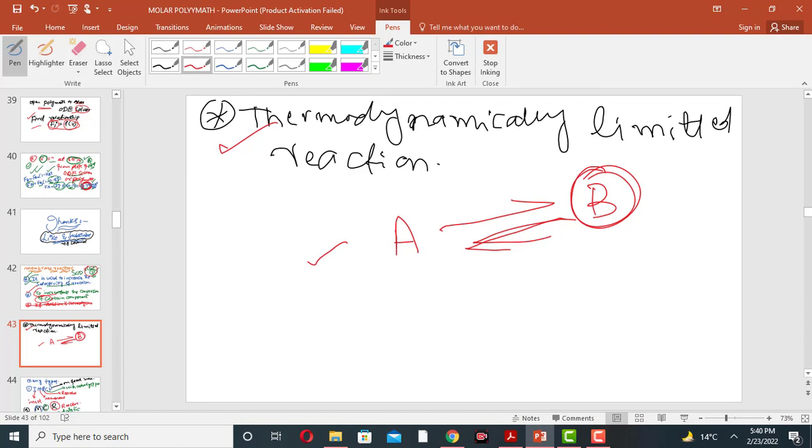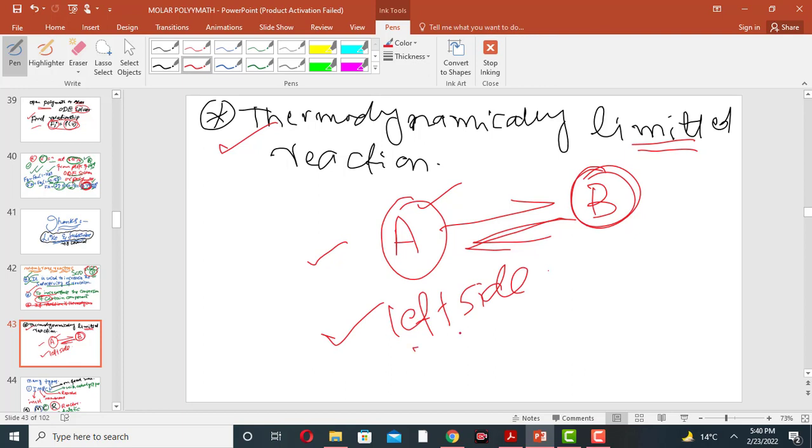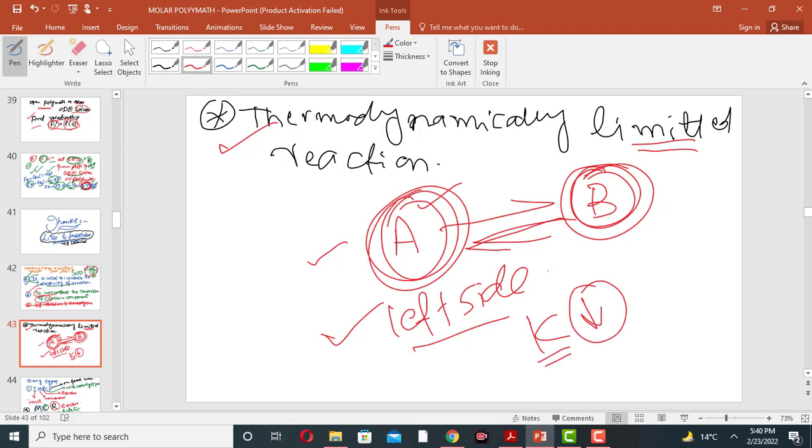For a thermodynamically limited reaction, the conversion of A is very small, or the reaction is more toward the left side. This side is the left side, this is the right side. So the equilibrium constant K value here is very small. Thermodynamically limited reactions are those whose equilibrium constant value is very small, whose conversion is very small. So these types of reactions are called thermodynamically limited reactions.